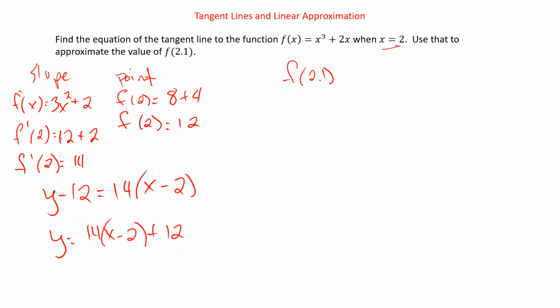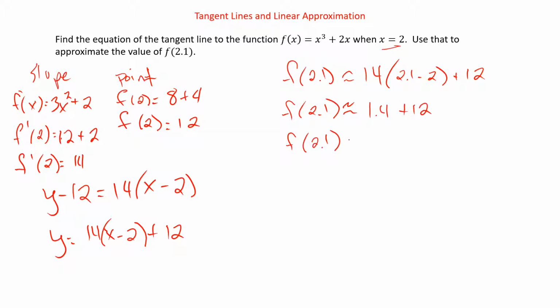And so we're just going to plug this into our equation. So f of 2.1 will be about, we'll have 14 times 2.1 minus 2 plus 12. So f of 2.1 will be about 2.1 minus 2 is just 0.1. That's why we leave it in this form. 14 times 0.1 is 1.4 plus 12. So f of 2.1 is going to be about 13.4.